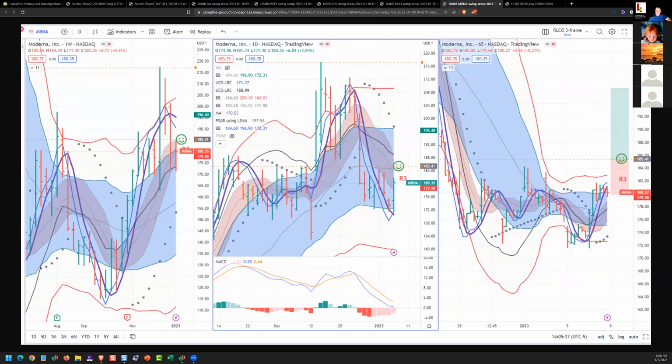Rather than entering here, I would say if it breaks the Z3, I want to be in this thing at 182, not 186, because I want that $4, because I'm only going to risk 2. And then if this breaks intraday, I can add a second position here.